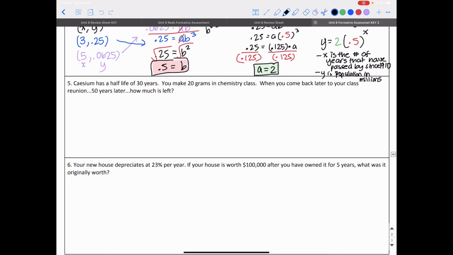Cesium has a half-life of 30 years. You make 20 grams in chemistry class. When you come back later to your class reunion 50 years later, I want to know how much is left.